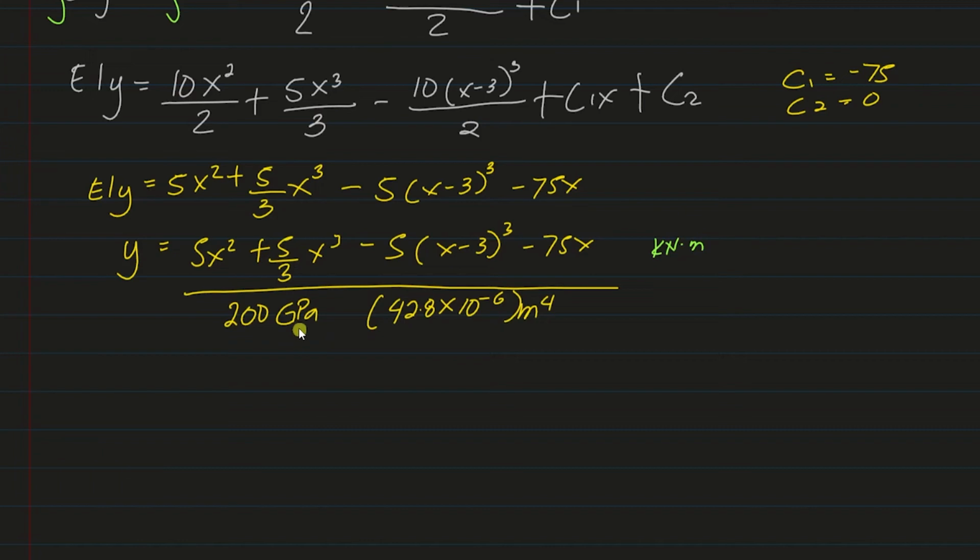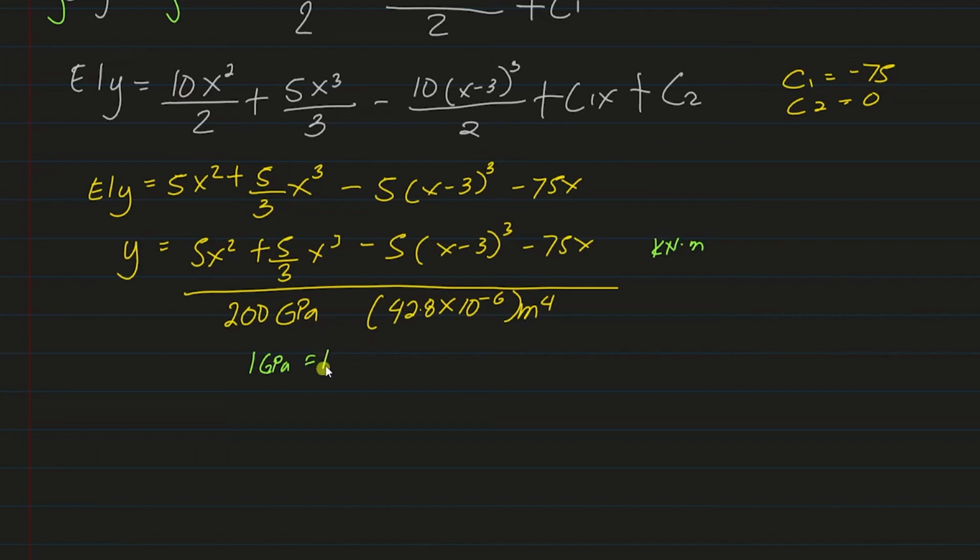What is gigapascal? Gigapascal is like, di ba, 1 GPa. Giga is like 1 billion, di ba? Kasi mega is 1 million. Kilo is 1,000. So, giga is 1 million, di ba?